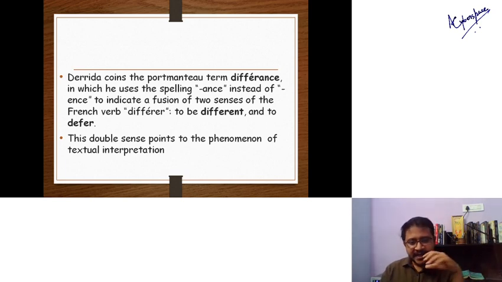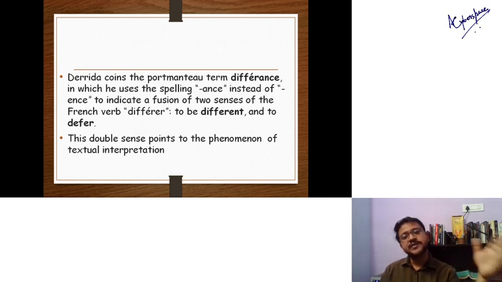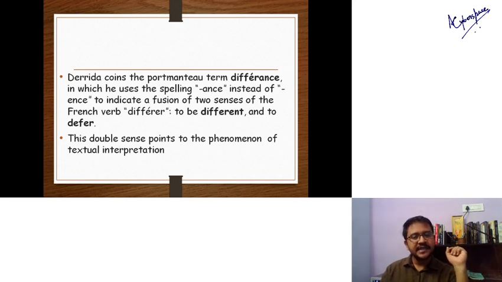Okay, so many a time in the Western philosophical tradition, as Derrida points out, there is a tradition of privileging speech over writing. In some traditions, writing gets privileged over speech. Now, Derrida says that there is no particular privileging. Neither is writing superior to speech, nor is speech superior to writing. So if I say différence, then we don't know what kind of spelling we are using. Okay, so deliberately to confuse you, Derrida uses this particular spelling, A-N-C-E.